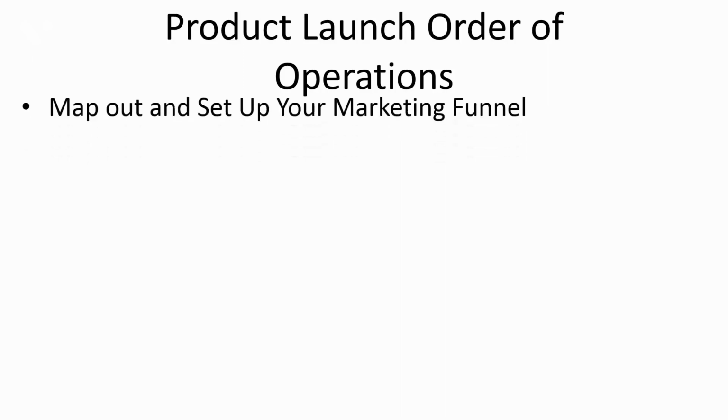Okay, so the order of operations. This is the order in which you should do things for your product launch. First, you should map out and set up your product funnel. In other words, what's going to be your upsell, what's going to be your second upsell if you're going to have one, and we've kind of talked through the format of that. You want to do this before you create the product, because it will affect how you create the product.